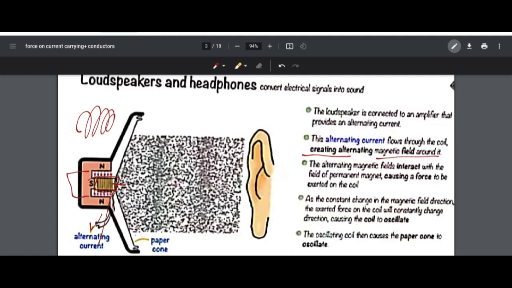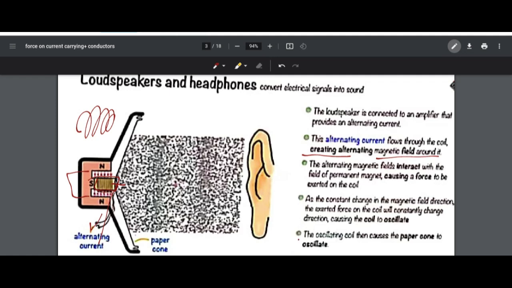As there is a constant change in the magnetic field direction, the exerted force on the coil will constantly change direction, causing the coil to oscillate. So when they put a huge force into that coil, it will start vibrating. It will start oscillating, and with that oscillation a sound is produced, electrical signals are produced.